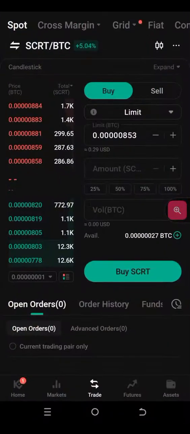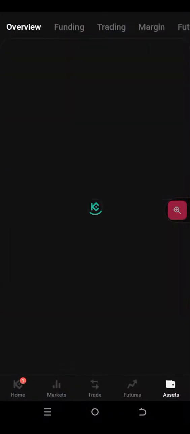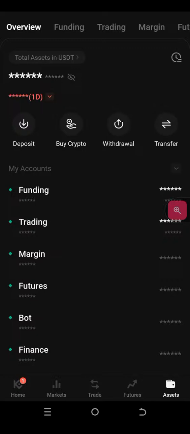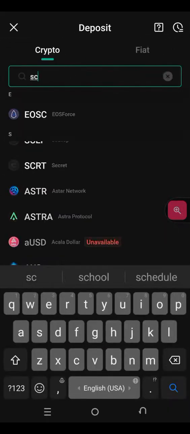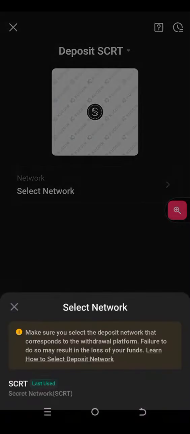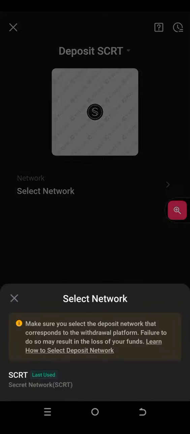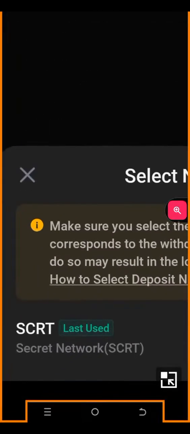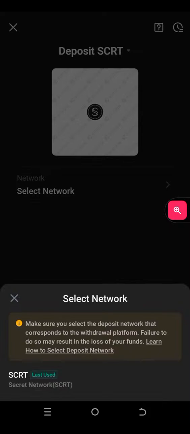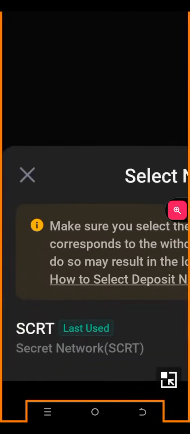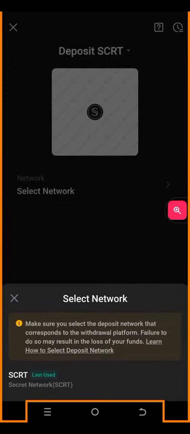Okay, so now the next thing we're checking is deposit, right? Can we deposit SCRT here? Of course, it looks like we can. But what's the network? Ooh. Can you see what I'm seeing here? Ooh, it's Secret Network. Secret Network. Interesting. That's the network, right?